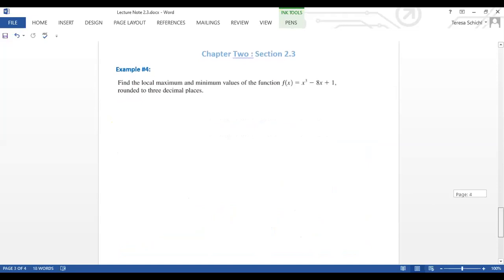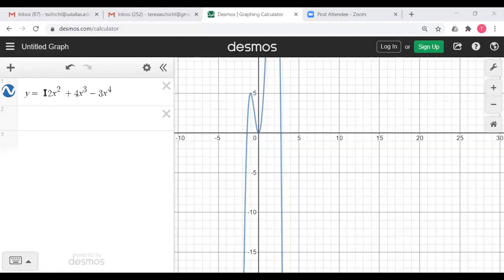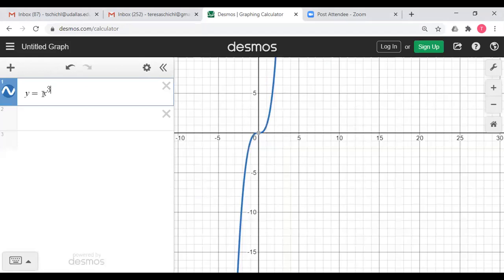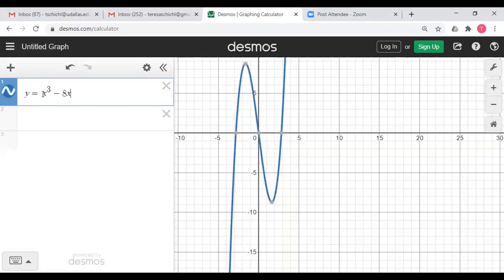Cool? Okay, now let's take a look at this graph, x cubed minus ax plus 1. Let's go to Desmos again so we can see the values. Here's Desmos. Let's get rid of this function and type in x to the cube minus ax plus 1. Remember, they want us to find the local max and the local min.